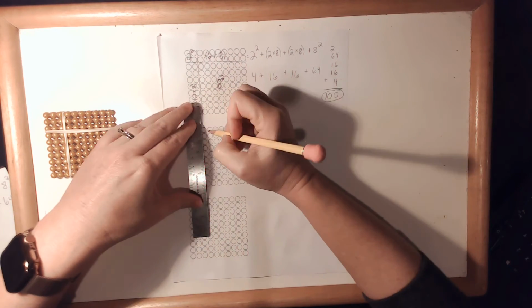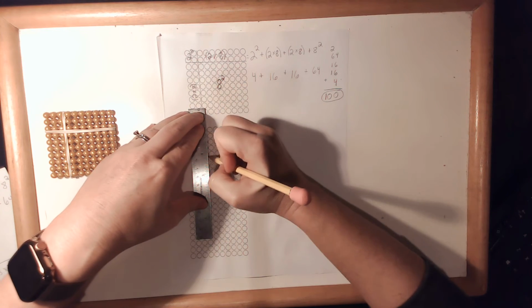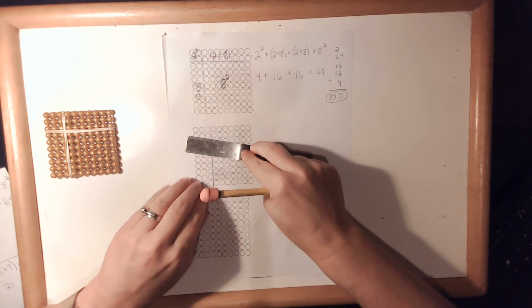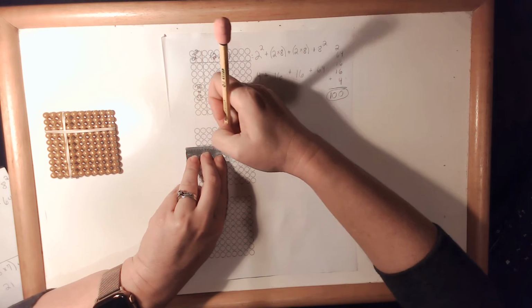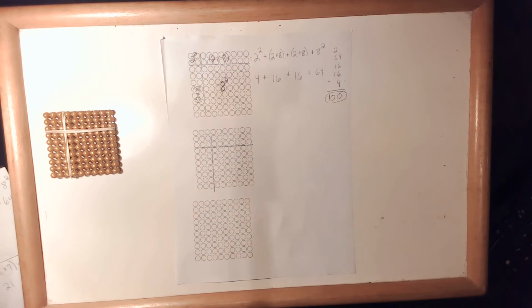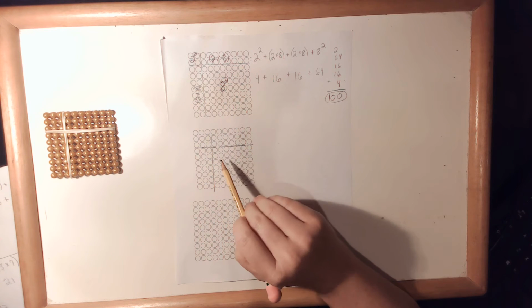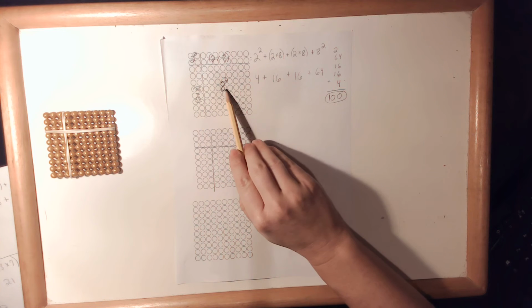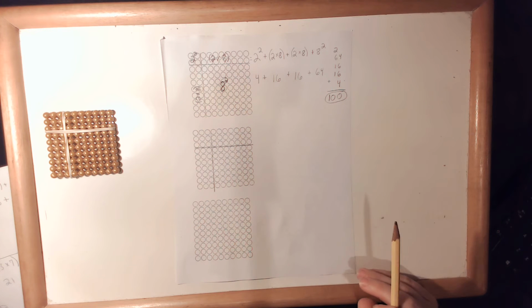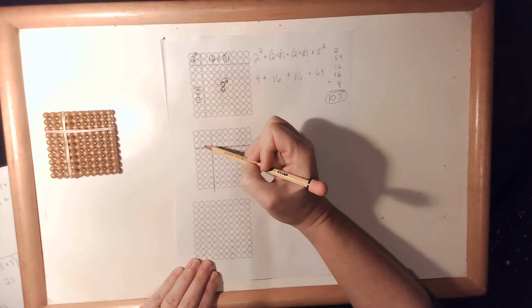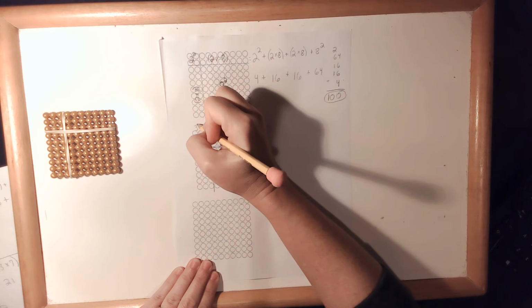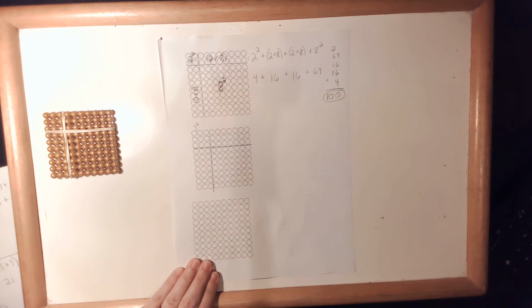I put my rubber bands and my lines in the same positions. There we are. Now this time I'll label it slightly differently so that you can see that if you don't like to put it on top of the circles, you can put it on the side. But the process is exactly the same. So this is 3 squared. I can just put it up here if that's what I prefer.